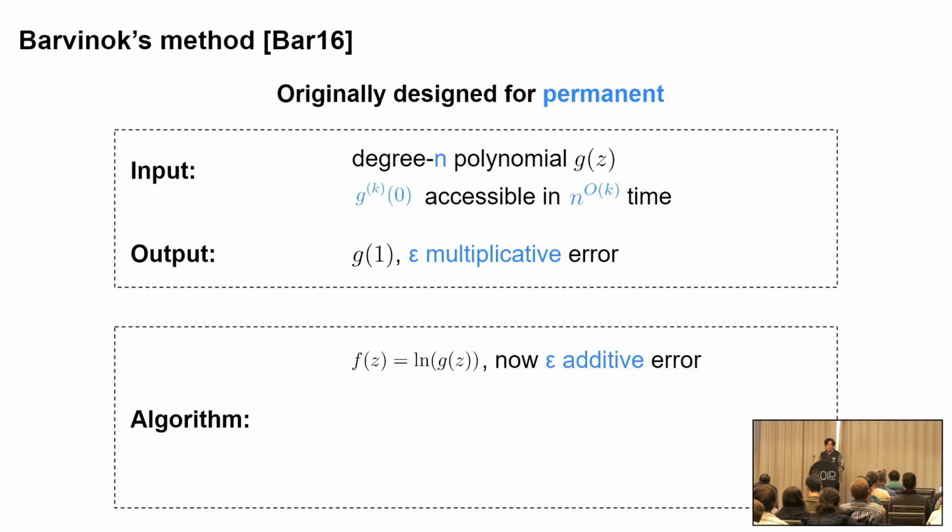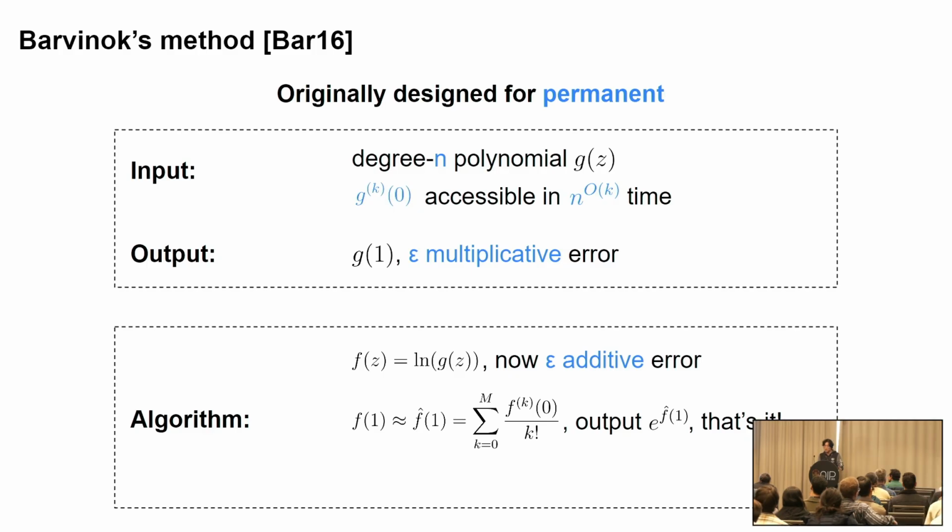So the algorithm starts by considering the log of the polynomial, which switches our goal from epsilon multiplicative error to epsilon additive error. Then we express f with its Taylor series expansion at z equals 0, truncate up to term n, and output the expansion of it. And that's actually it. One thing I didn't say is how to compute the derivative of f. But given the derivatives of g, we can compute the derivatives of f with just standard calculus tools.